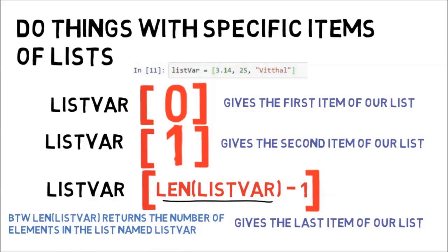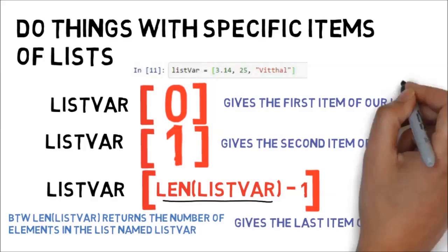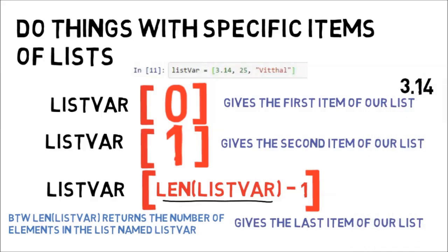So list_var[0] will give you 3.14, which is the first element of the list. list_var[1] will give you 25, and list_var[2], which we get by using len(list_var) - 1, will give us the element Vittal.